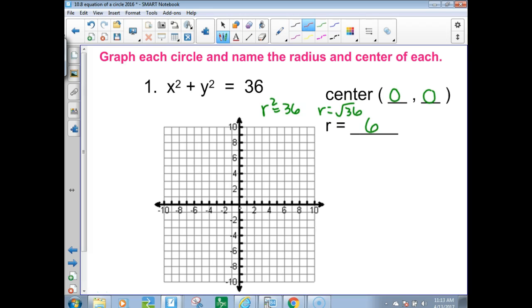So just practicing graphing again. Go to center 0, 0. Plot the points that are 6 away from the center, which would be at 6, 0, 0, 6, negative 6, 0, and 0, negative 6.